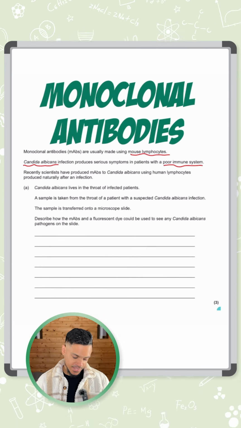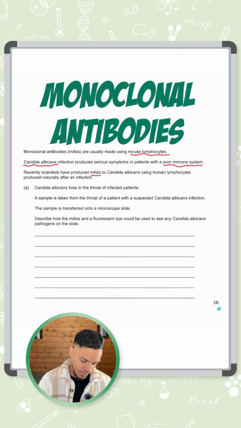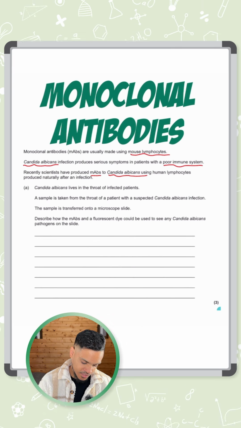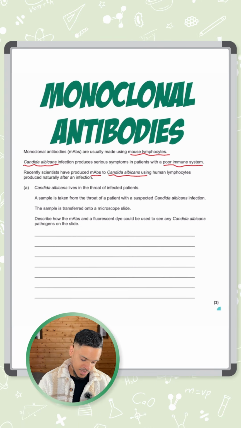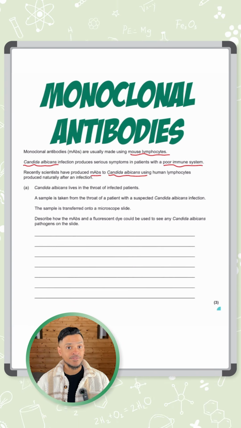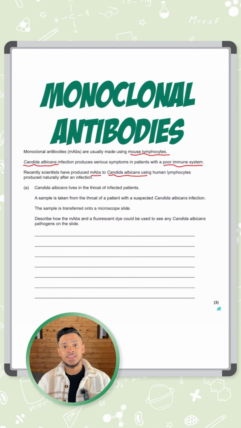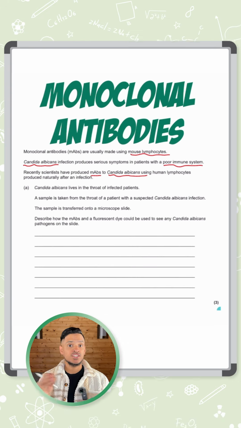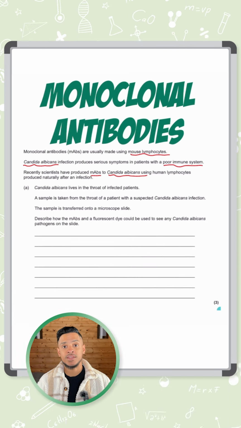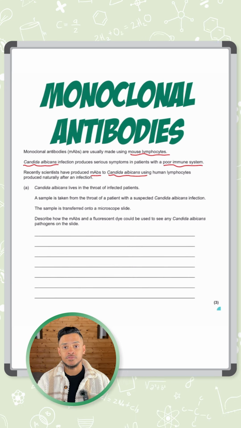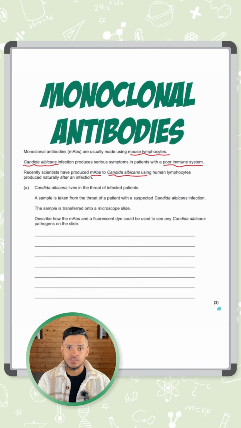And recently, it says, scientists have produced monoclonal antibodies to this infection, this disease, whatever pathogen it is, using human lymphocytes produced naturally after an infection. So what's happening here is this monoclonal antibody is attaching onto the pathogen of this disease. So we basically cloned those lymphocytes to produce a lot of these antibodies which attach onto the disease.